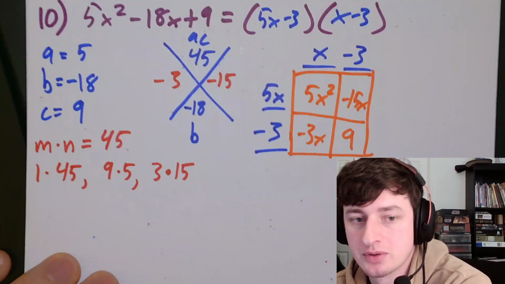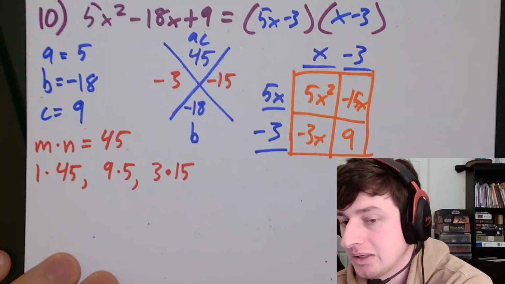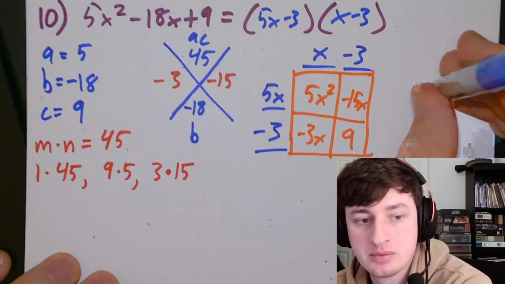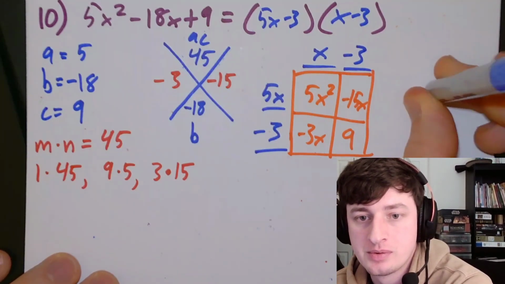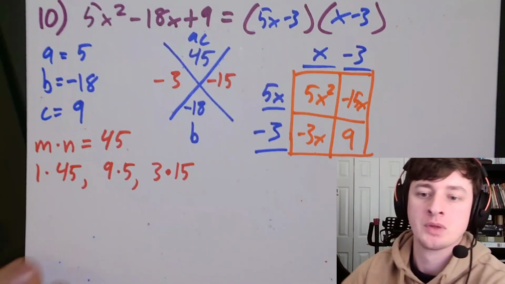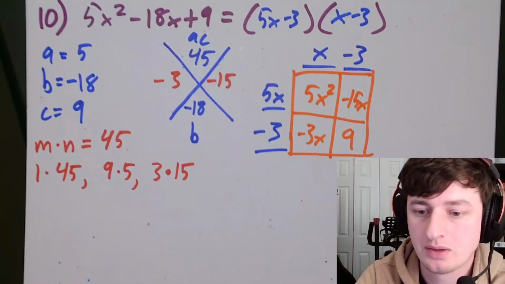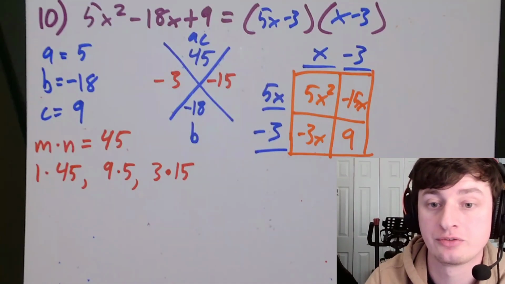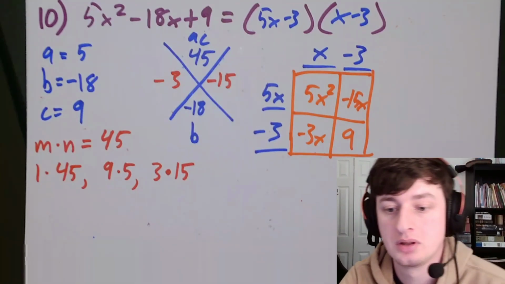We got 2 minutes left. I don't think that's enough time for another example. So that's how you factor using the Xbox method.